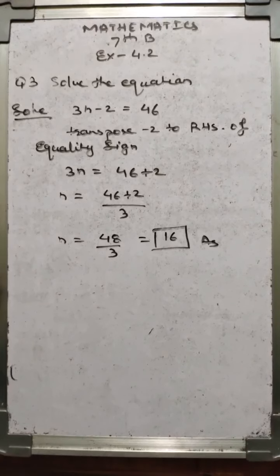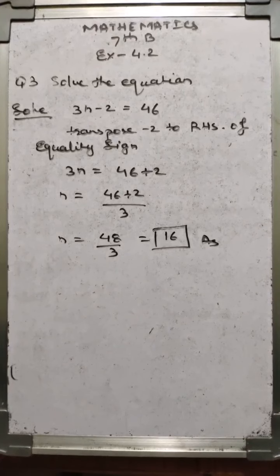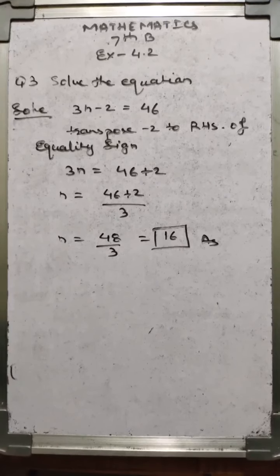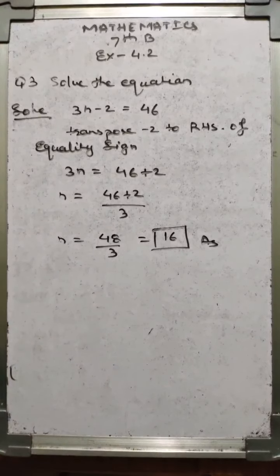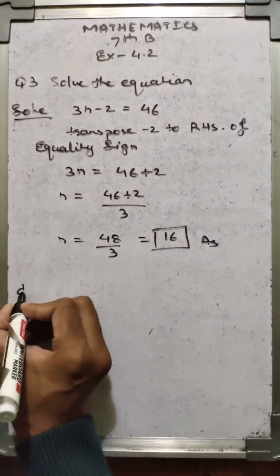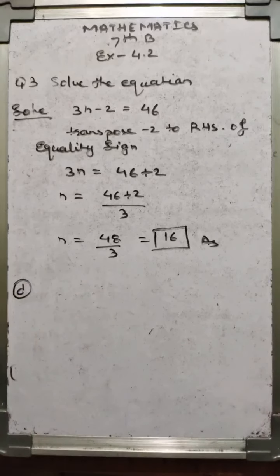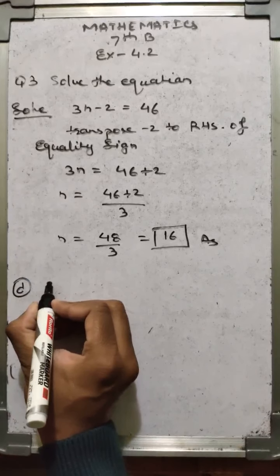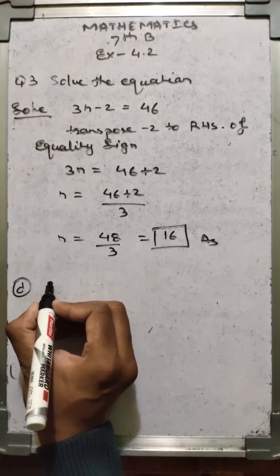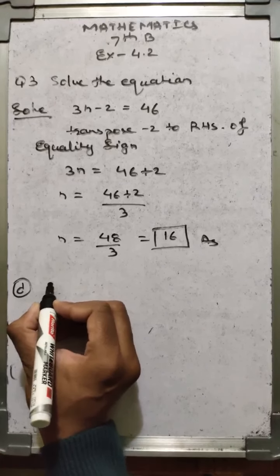48 divided by 3. Okay, there are several methods. You can add 2 on both sides, or any number on both sides, to keep it equal, but this is the best method, I think. Now the D part of this question. Actually, the rest of the parts are really easy. That part I left is your homework.